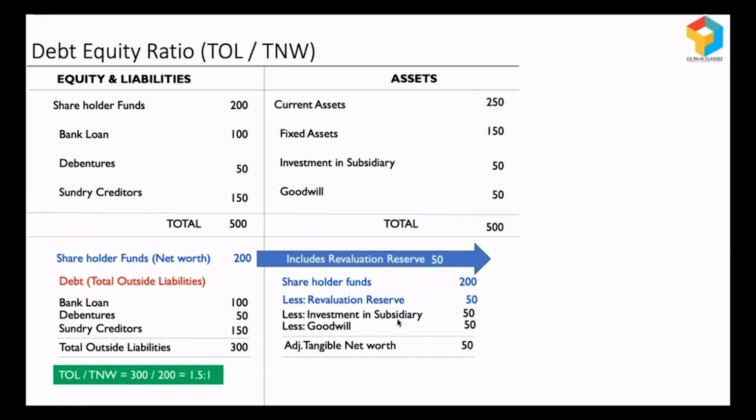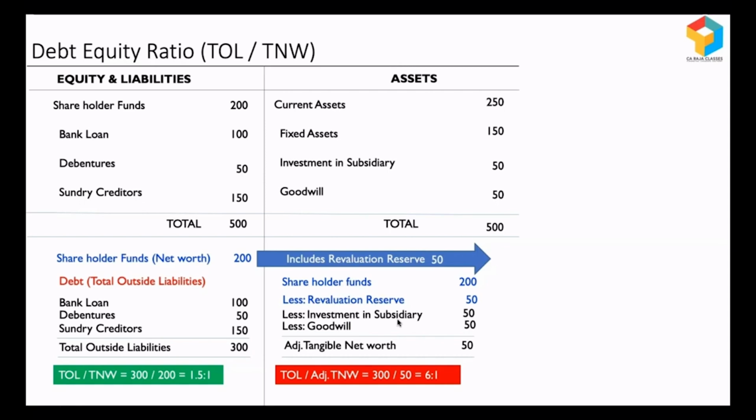Okay, now let us calculate this modified debt equity ratio. We know debt is 300. We'll take debt, that is TOL, in the numerator, and in the denominator, instead of net worth, we'll have adjusted tangible net worth. So 300 by 50, and the ratio is 6:1. So look at the difference. TOL by TNW is 1.5:1. Okay, it looks like a wonderful ratio, but if you want to see the real face of it, you have to go deeper, and here you can see TOL by adjusted TNW is 6:1.